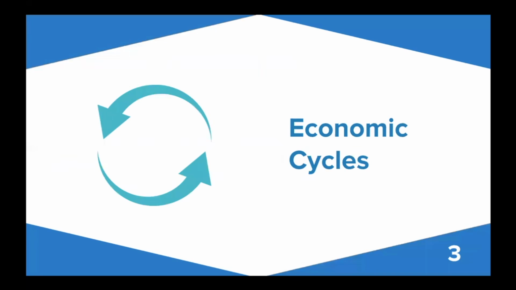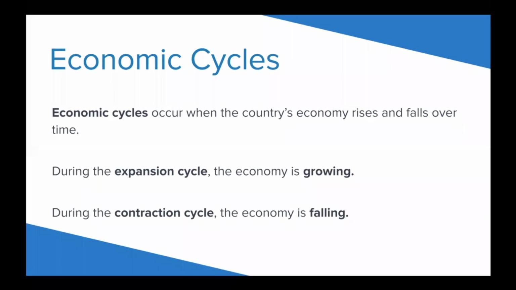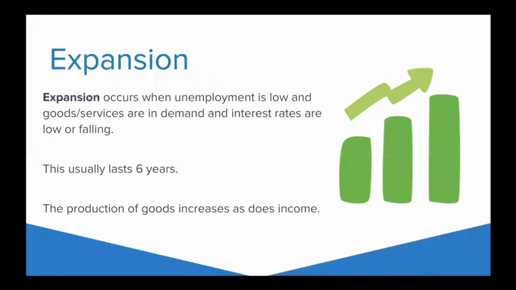Moving on, I will be talking about economic cycles. Economic cycles occur when the country's economy rises and falls over time. During the expansion cycle, the economy is growing. During the contraction cycle, the economy is falling. I'll be going over expansion and contraction in more detail on the next slides.